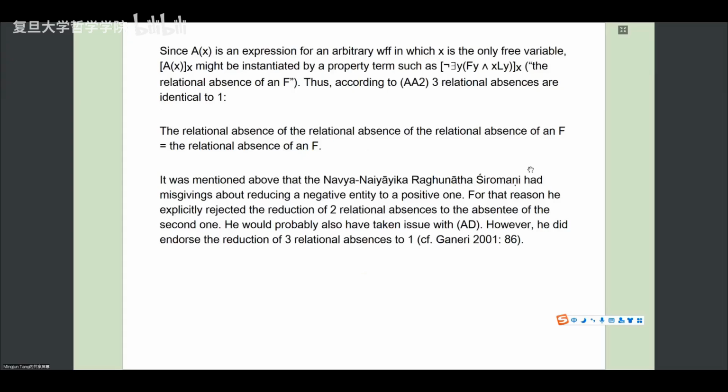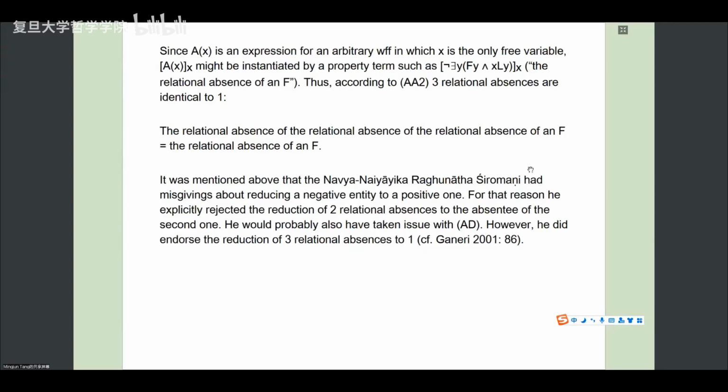Since A of x is an expression for an arbitrary width in which x is the only free variable, A of x might be instantiated by a property term such as the relational absence of an f. Thus, according to AA2, three relational absences are identical to one. The relational absence of the relational absence of the relational absence of an f is the relational absence of an f.